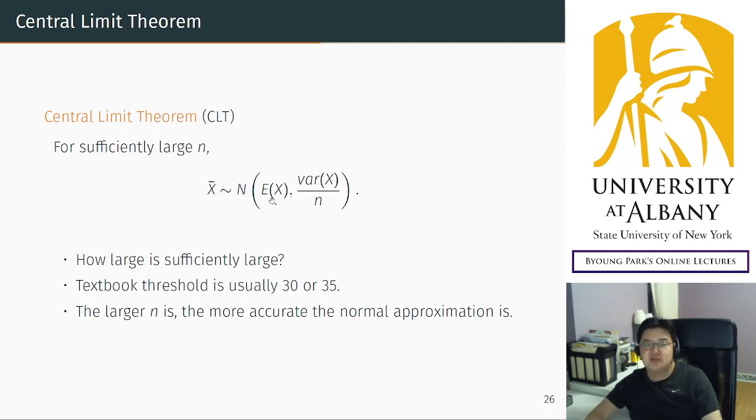And what are the parameters? The parameters are already given by the first 2 properties. The parameters of a normal distribution are the mean and variance. The mean is the same as the mean of a single outcome, so this is the expectation of a single outcome. And the variance is inversely proportional to the sample size, and the numerator has the variance of a single outcome. So if you know the mean and variance of a single outcome, you know the approximate sampling distribution.